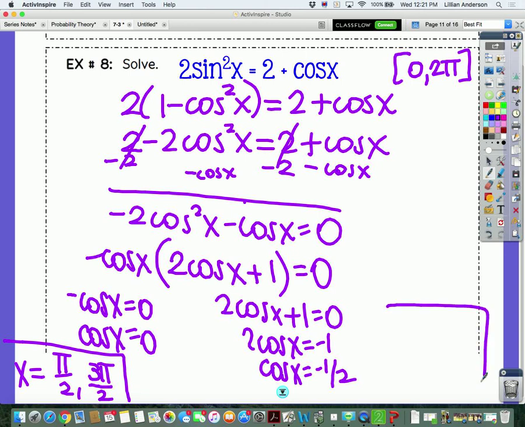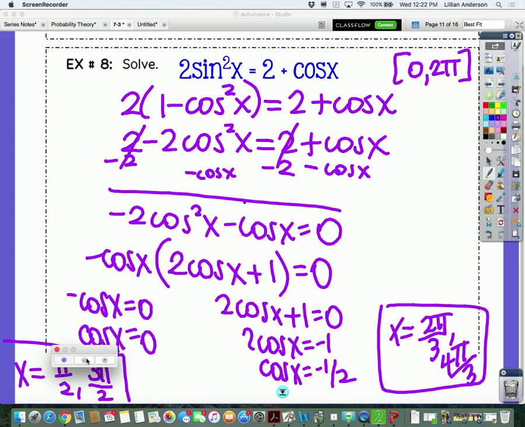What about here? Where does cosine equal a negative 1/2? 2 pi over 3 and 4 pi over 3. So you have 4 solutions here. Also, a multiple choice test could only have 2 solutions, not all 4, so be aware of that. Make sure you find all the solutions and pick the answer that has all the solutions.